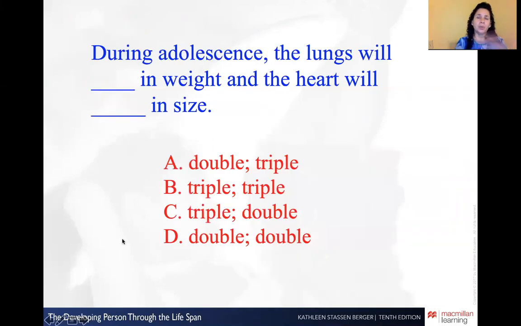Right, so make sure you go through your clicker slides and learn a little bit more in this chapter, and I will talk to you next time when we talk about adolescence and what's going on cognitively in their head.